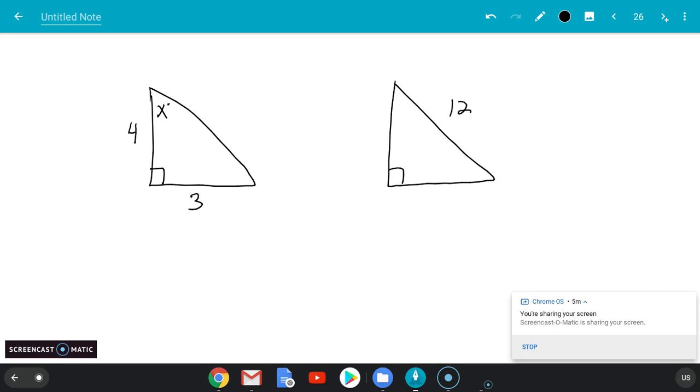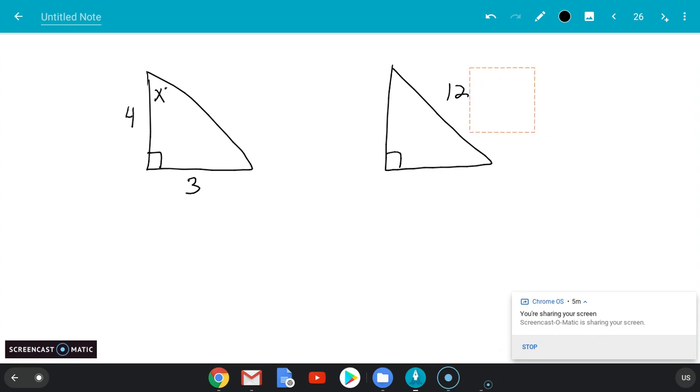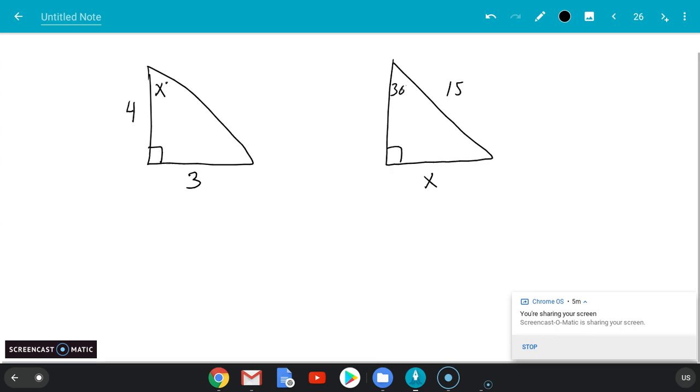Sorry, just trying to think here. Let me try this one here. 15 and x. Okay. Notice the difference between these two. Obviously, different numbers here, but the difference between what variable I'm trying to solve for. In this case here, I would have opposite and adjacent. So this would be a tangent function.